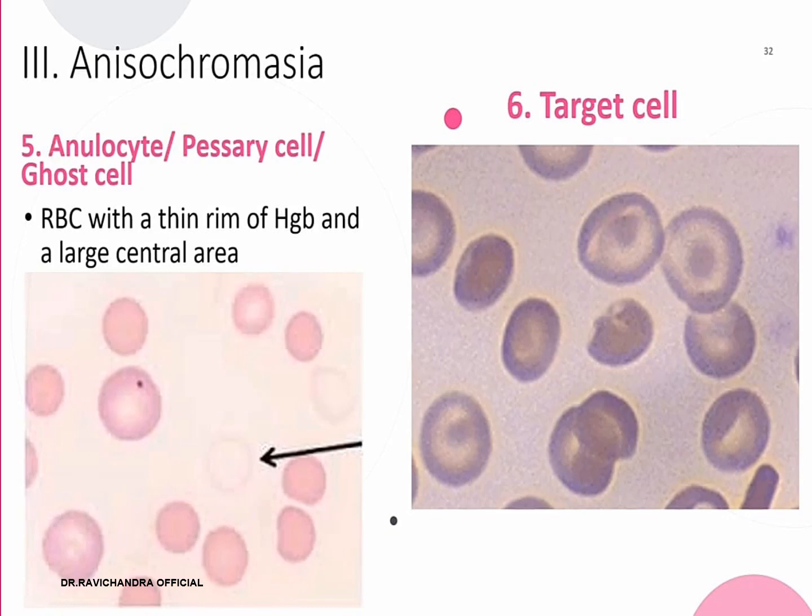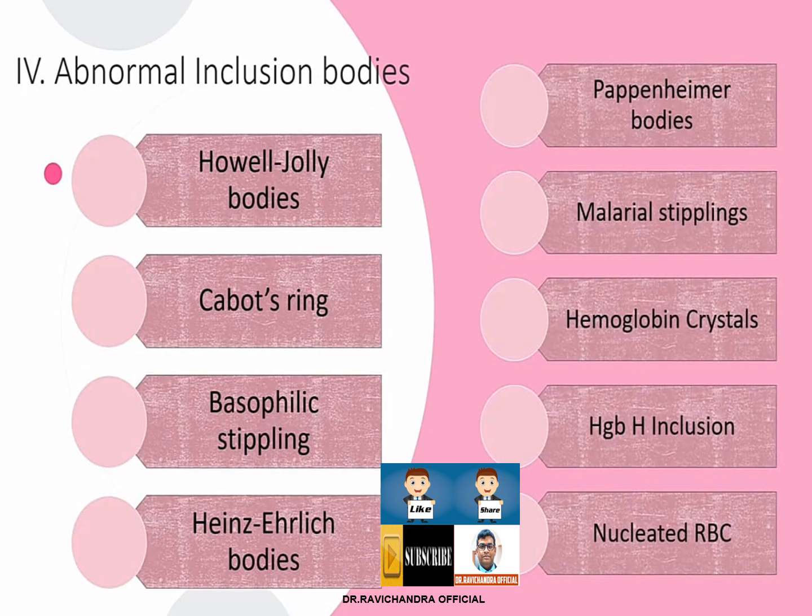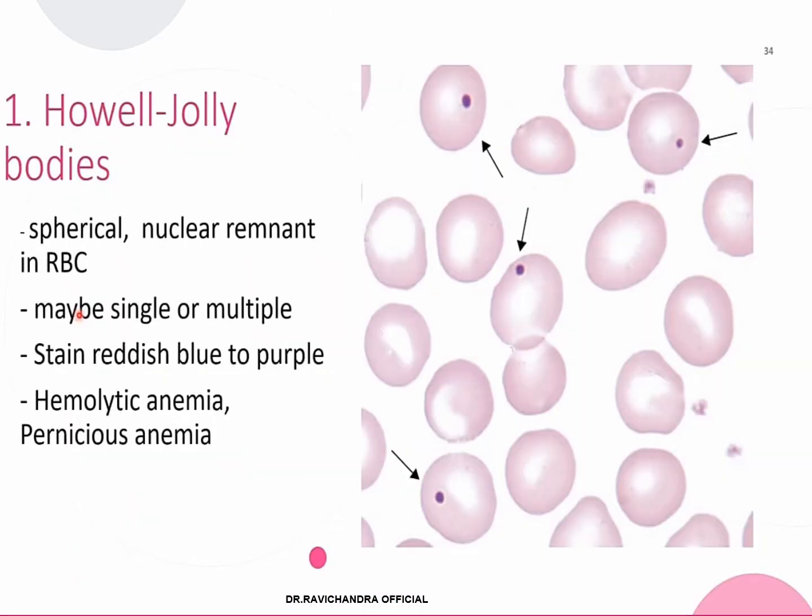Annulocyte, also called ghost cell or pessary cell, RBCs having a thin rim of hemoglobin and a large central area, and target cells. Abnormal inclusion bodies. These abnormal inclusion bodies of red blood cells can be Howell-Jolly bodies, Cabot rings, basophilic stippling, Heinz-Ehrlich bodies or Heinz bodies, Pappenheimer bodies, malarial stipplings, hemoglobin crystals, hemoglobin H inclusions, and nucleated red blood cells.